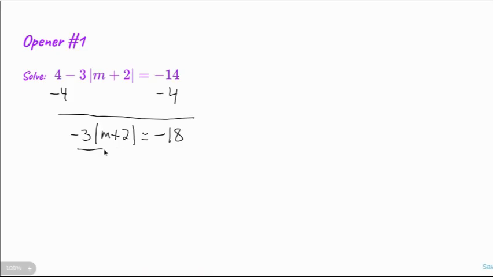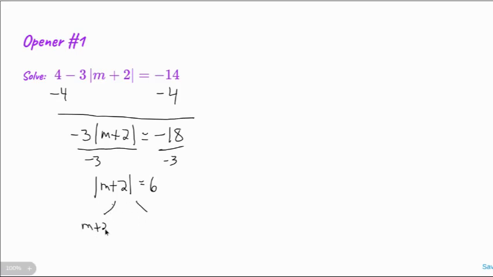But remember what I said, we got to get everything out before we make that judgment call. And we don't want to distribute this because that's a negative number. We would change the problem. So I'd get absolute value of m plus 2 is equal to 6. Okay. And then now we're in good hands.